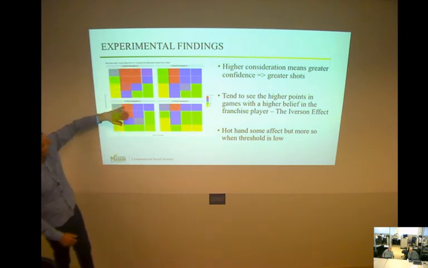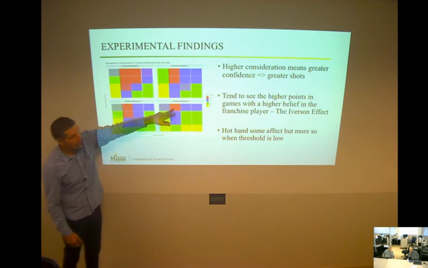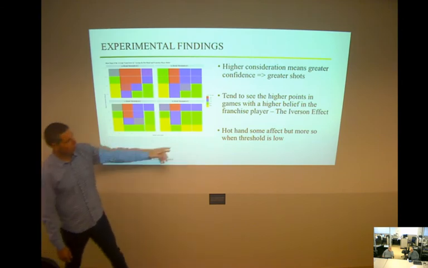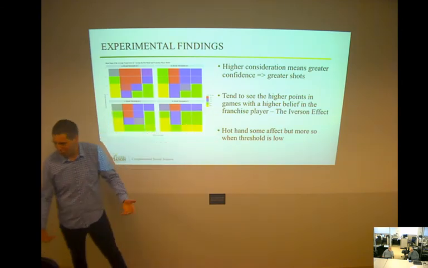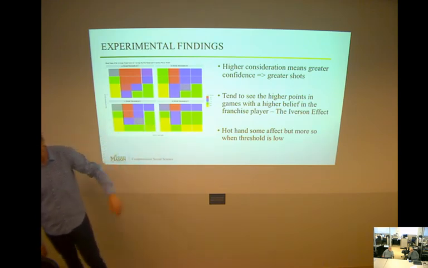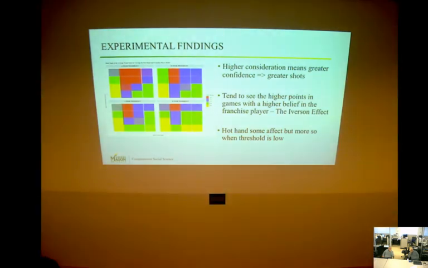We see here that the high belief in the franchise player will always give you the highest scoring. I put that down to the higher consideration meaning greater confidence. If you believe you've got the franchise player, I call this the Iverson effect, after Allen Iverson, who played for about 800 clubs and is broke, but took a lot of shots and scored a lot of points. Or it could even be the Kobe effect. So the hot hand effect has some effect, but only when the threshold is low.